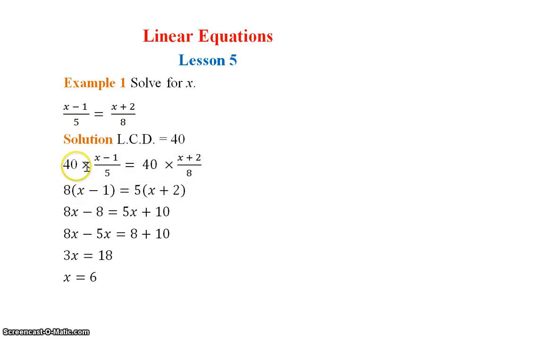To multiply 40 by a fraction, we first of all divide 40 by 5. 40 divided by 5 is 8. So in the left side we get 8 times (x minus 1). Similarly, in the right side 40 divided by 8 is 5, and we get 5 times (x plus 2). Now let us expand the brackets.